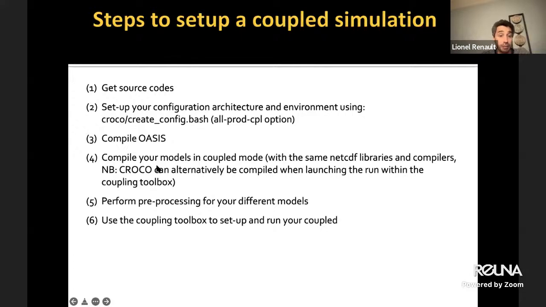Then you have to compile everything. First compile OASIS, then compile your models in couple modes, so CROCO and WaveWatch, for example, or CROCO and WRF. You want to make sure to use the OASIS libraries in both models. And then, of course, you want to compute all the pre-processing for your different models: the CROCO boundary and initial conditions, and, for example, the WRF boundary and initial conditions too. Once everything is ready, then you can use the coupling toolbox to set up and run your coupled simulation.